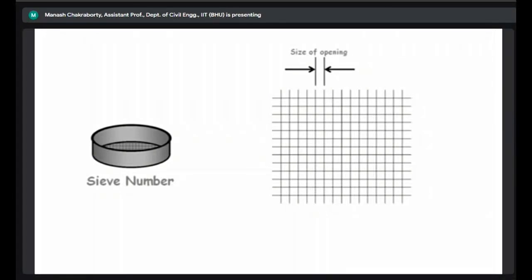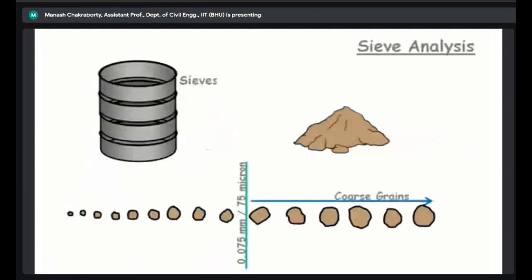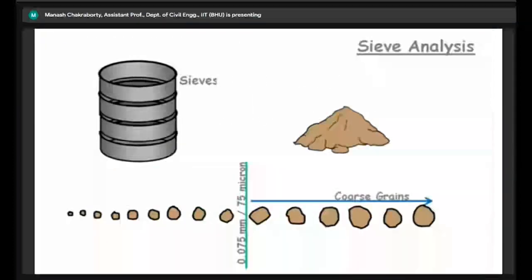So how do we perform the sieve analysis? First, we take some amount of soil, and wherever we see some lumps, we pulverize them, right? And then we sieve it through this mechanical device. We have this indicator: if the soil particles are greater than 75 micron, they are termed coarse grained particles, and if they are less than 75 micron, they are termed fine grained particles, right? So this is how we define coarse grain and fine grain.